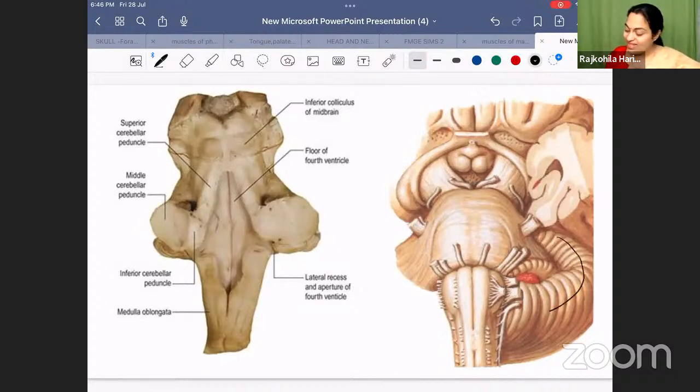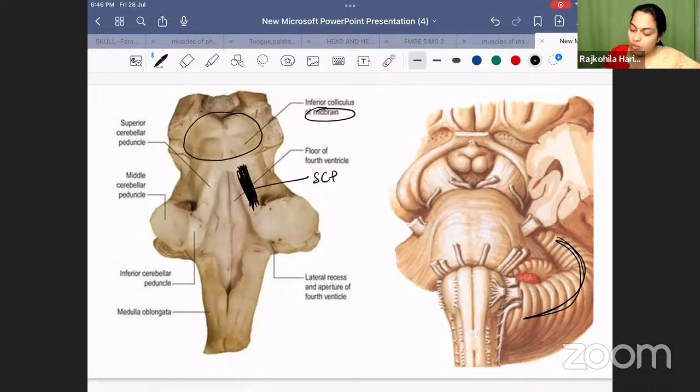So this is the cerebellum, right? Here, this one coming from above, this is your superior cerebellar peduncle. The superior cerebellar peduncle is going to connect the midbrain with the cerebellum. So this is the region of the midbrain. Coming from that, going downwards, that will be the superior cerebellar peduncle.